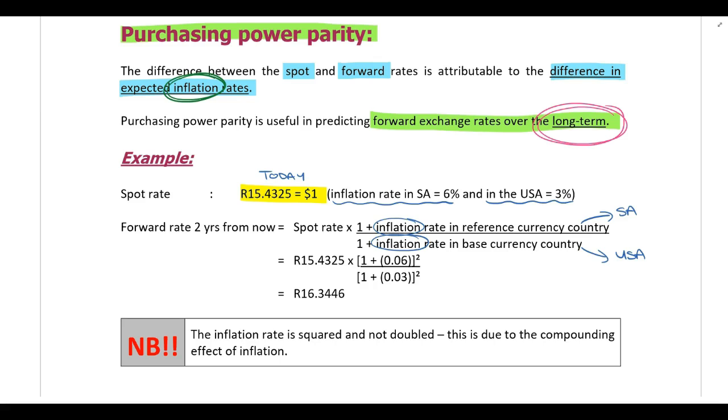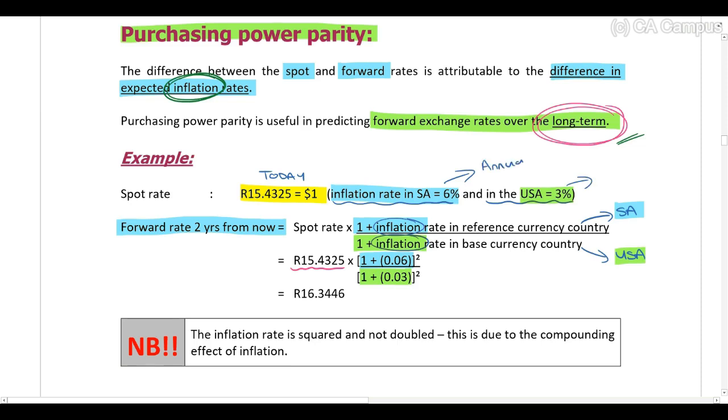Now, purchasing power parity is used to predict forward rates in the long term. So in this example, I want you to calculate the forward rate 2 years from now. We start with our spot rate, exactly the same logic that we looked at with interest rate parity. Start with your spot rate. Then we are going to multiply by 1 plus my inflation rate in South Africa. My inflation rate in South Africa is 6%. Divide by 1 plus the inflation rate in the USA. My inflation rate in the USA is 3%. Guys, if I was trying to calculate the forward rate a year from now, that would be my calculation. Because once again, these are annual inflation rates.